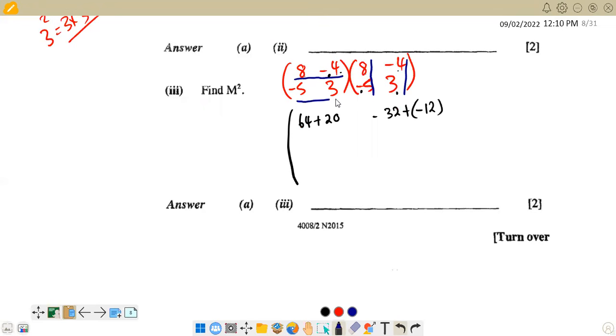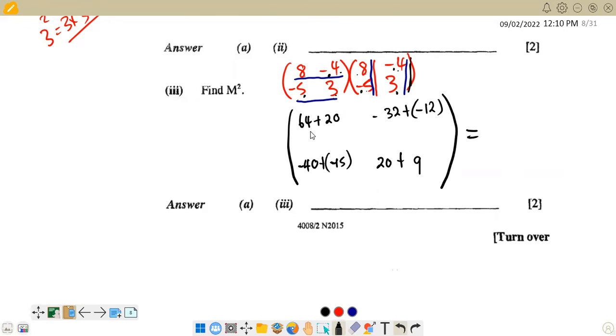Now we move on to this row. Start again with the first column here. So we've got -5 times 8, which is -40, plus 3 times -5, which is -15. That's what you're going to have. Then, still on the same row, we move on to this column here. It's -5 times -4, that's a positive 20, plus 3 times 3, which is 9. All right, so that's what you're going to have.